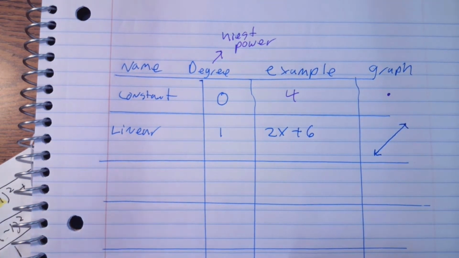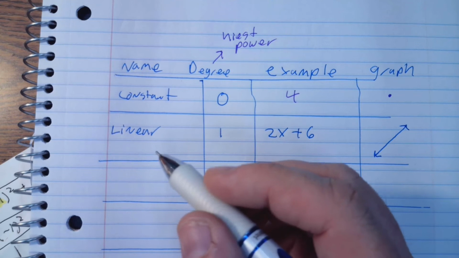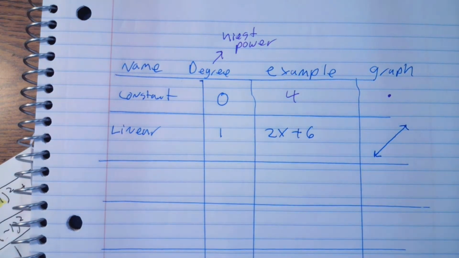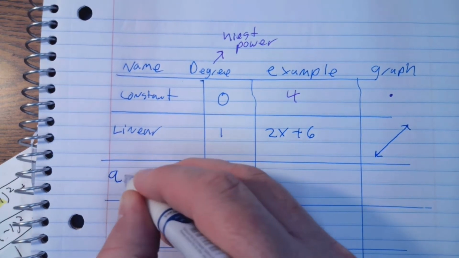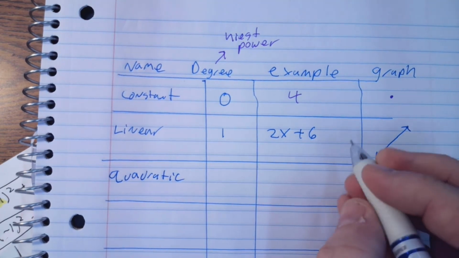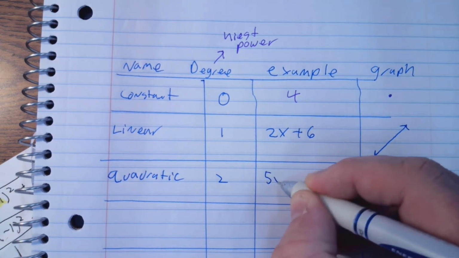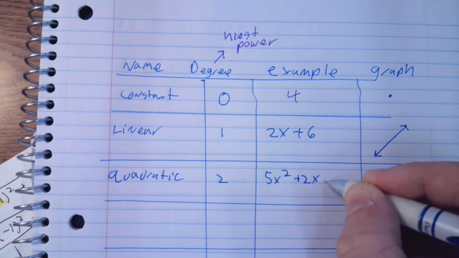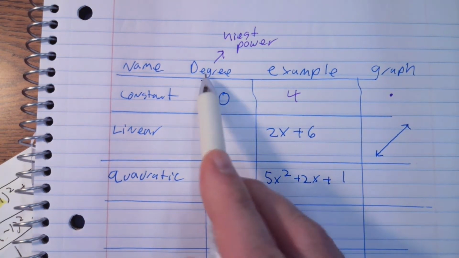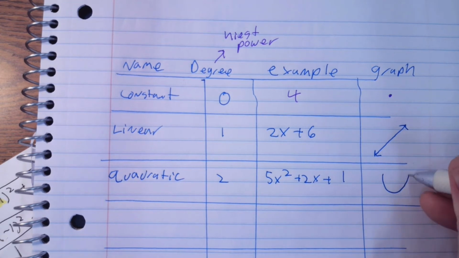Okay. The next and most important thing that we'll be dealing with is called quadratic. Yep. So the next one is quadratic. And I'm going to make sure I spell it right. Its degree is a 2. An example of a quadratic would be like this. Okay, and again, the degree is the highest power. So I do have 2 x's, but I only care about the highest. Okay, and its graph is going to look basically like this.